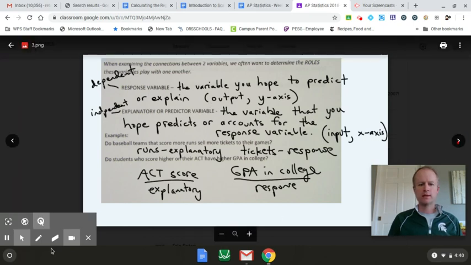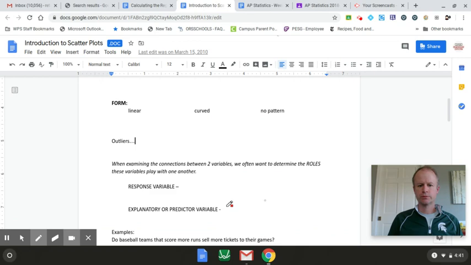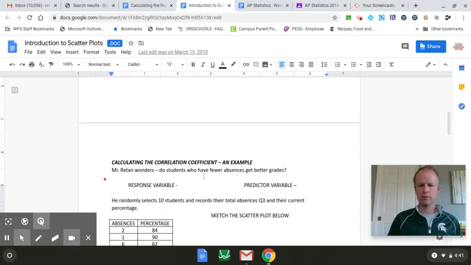So in the next section, if you keep going here in your notes, one second. My Chromebook's not moving real fast.